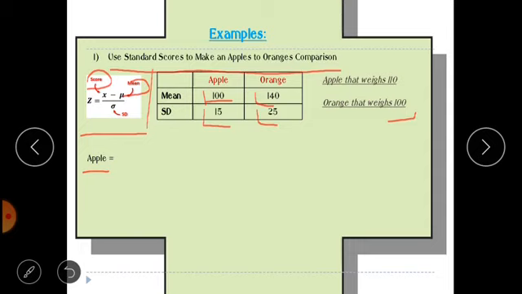110, which is ito. Dito tayo titingin, class, okay? Ito yung parang x nila. Okay. So, sa apple, meron siyang score na 110. So, 110 minus yung mean. Ano yung mean ng apple? So, 100.